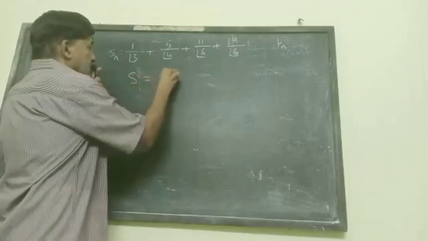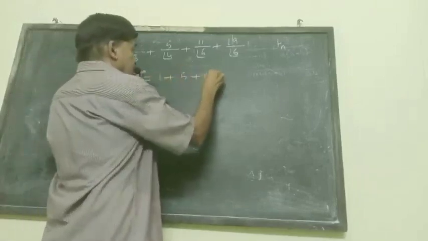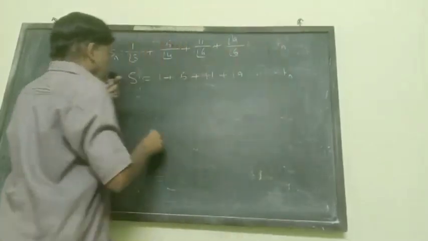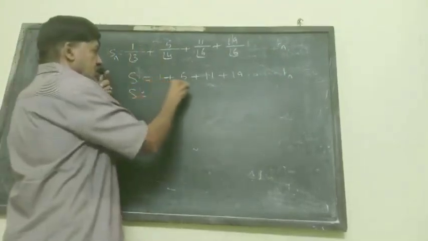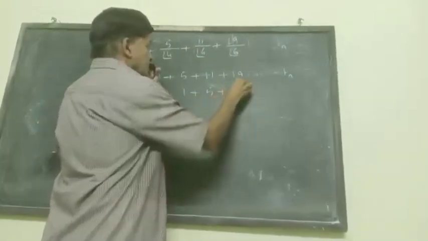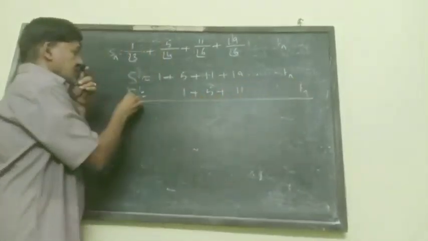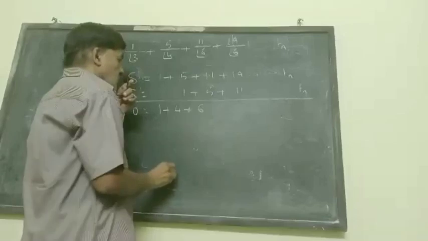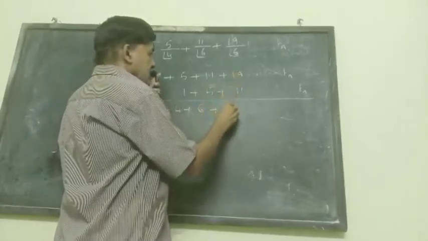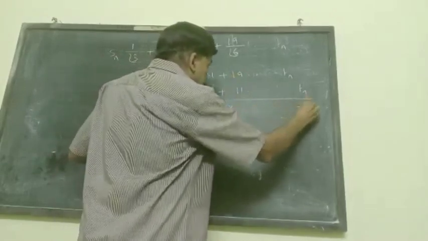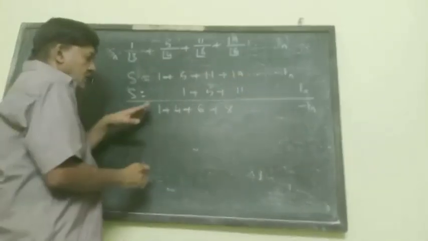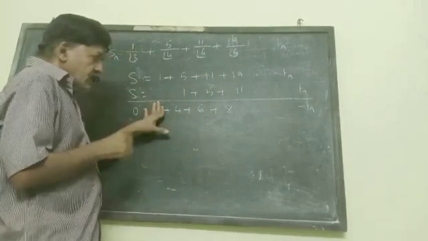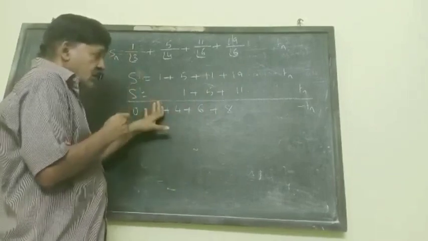So this is 1, 5, 11, 19, etc. Let us say Tn of the numerator. S is equal to, you push one term ahead, 1 plus 5 plus 11 up to Tn like this. Subtract: 1 plus 4 plus 6, 11 minus 5, 19 minus 11 is 8, etc., minus Tn. You forget about 1. 4, 6, 8, etc.